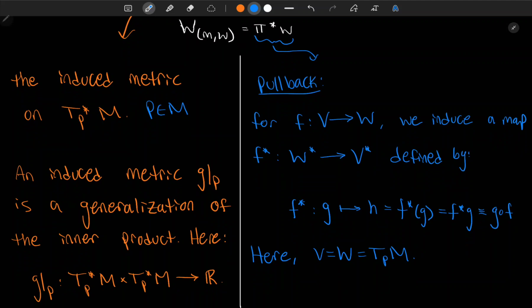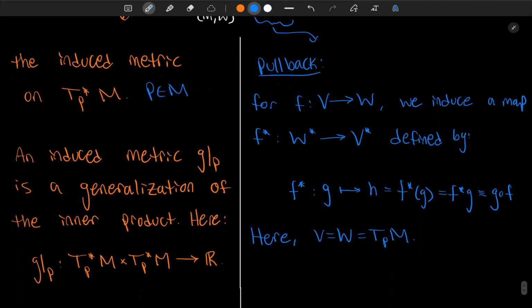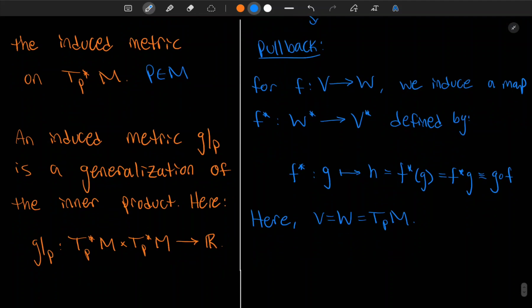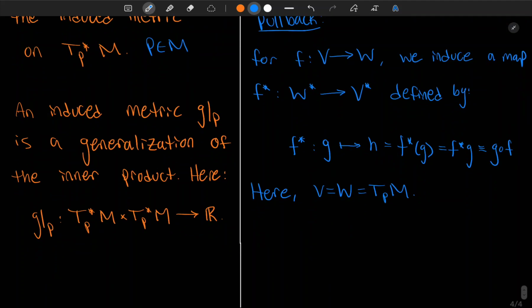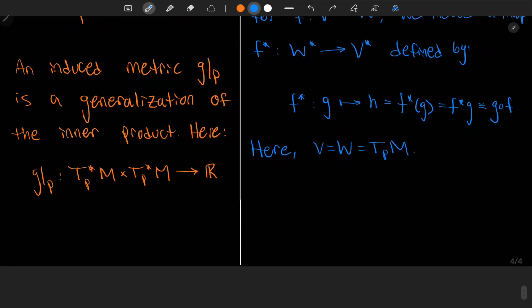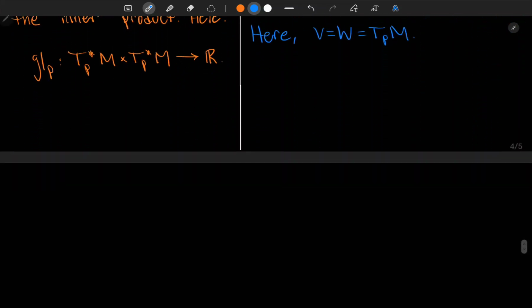induced at the point p, is just a generalization of the inner product. So in a linear vector space, we have an inner product of two vectors. Here on a manifold, you can't quite define an inner product on two vectors at different points. So what you do is you define a metric, g, which at a point p can define an inner product of two elements of the tangent spaces.